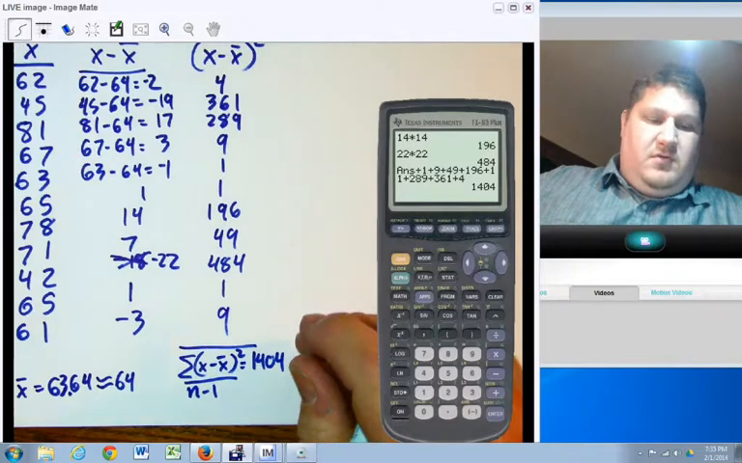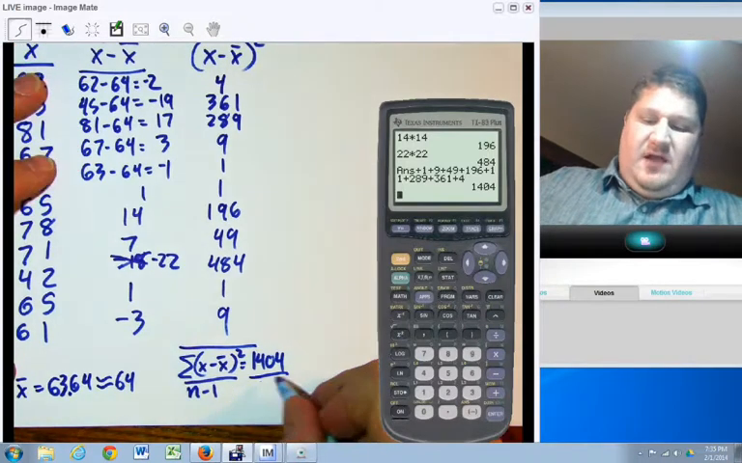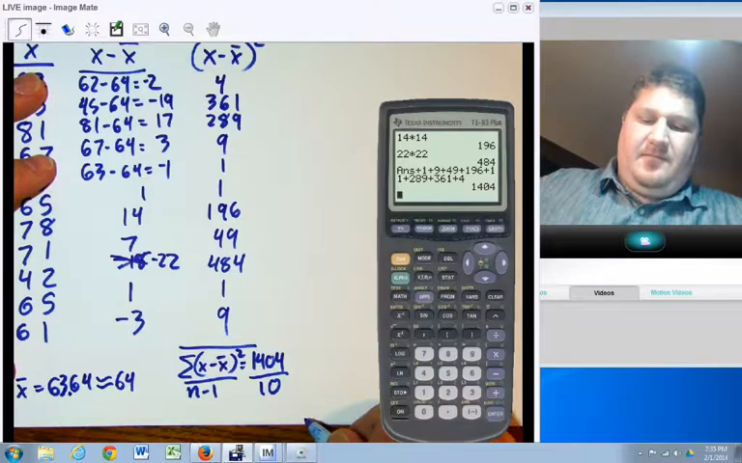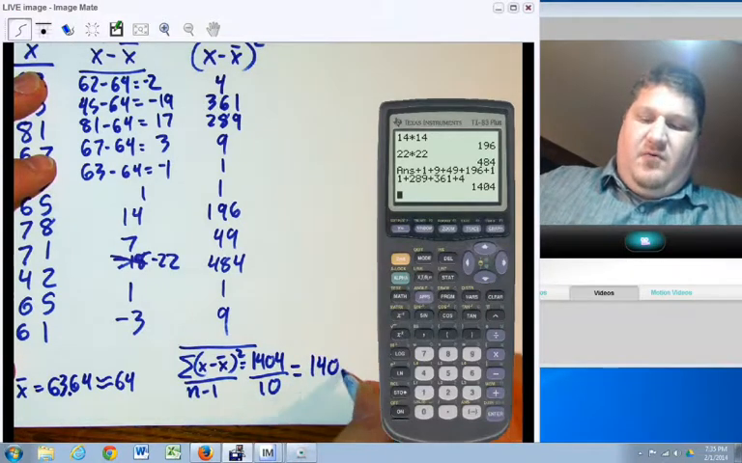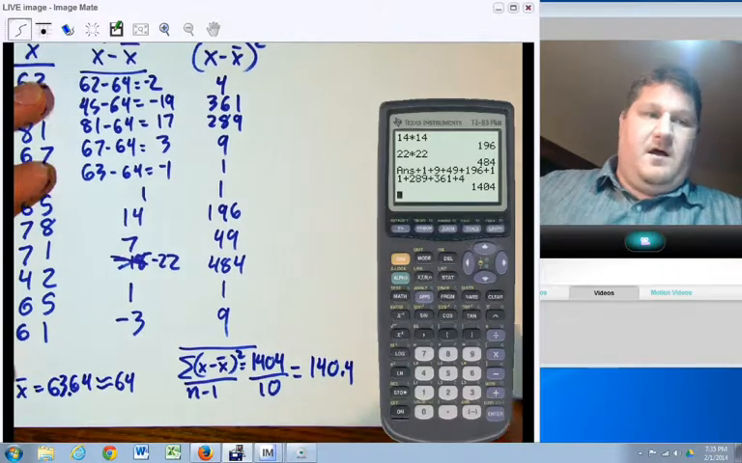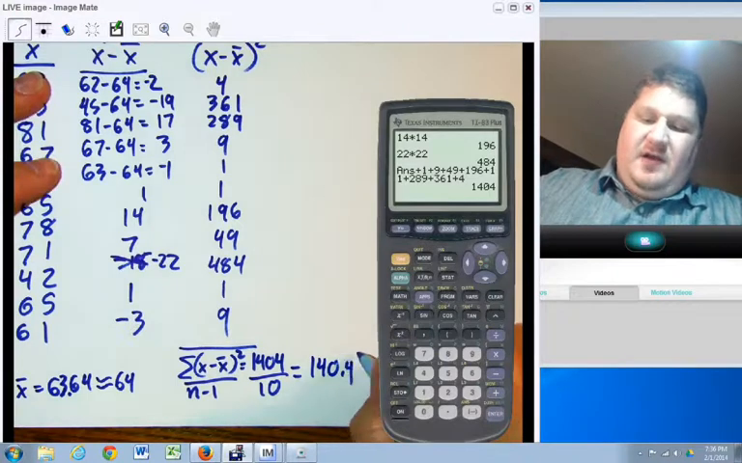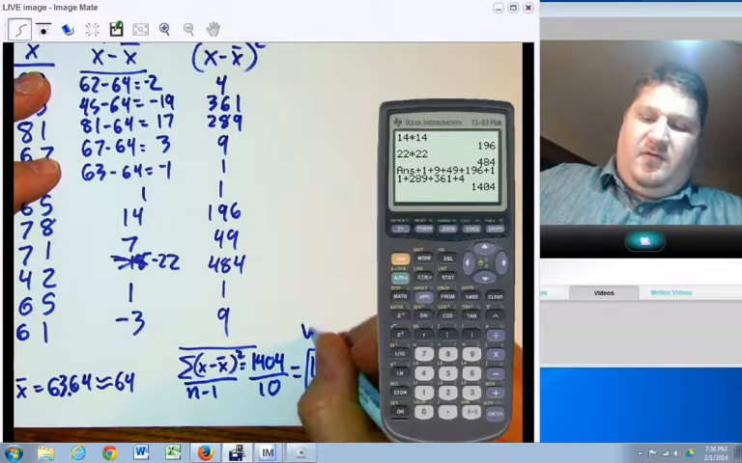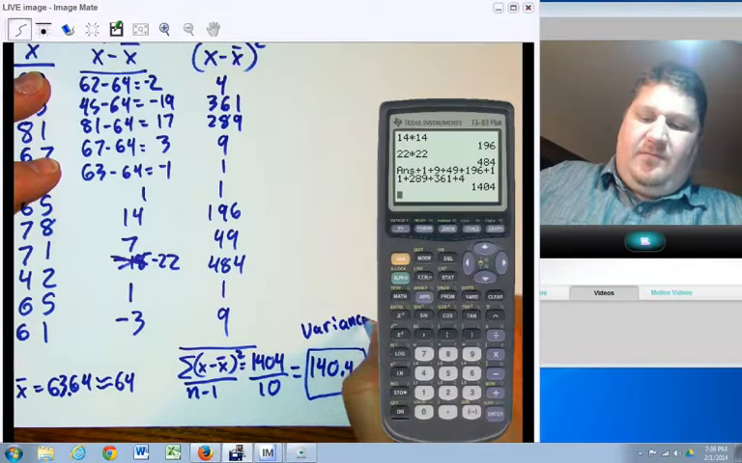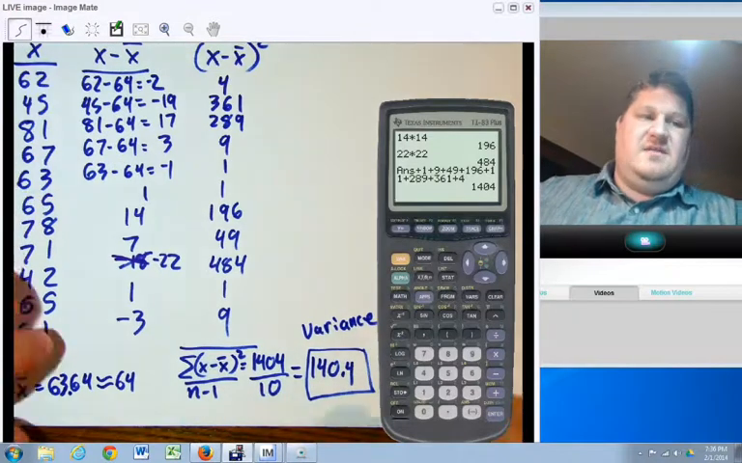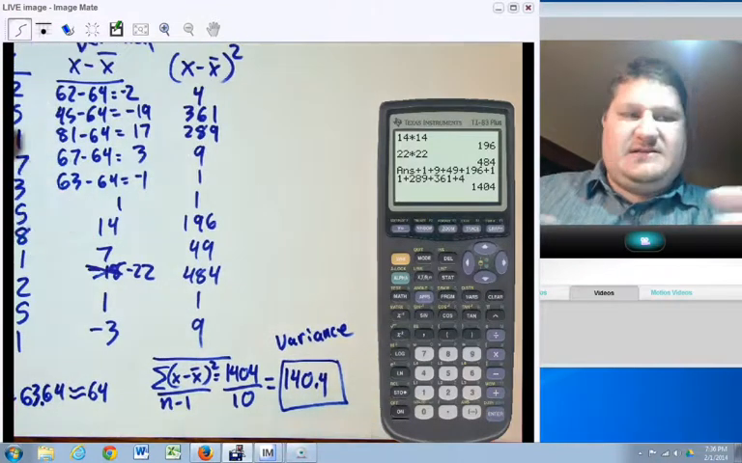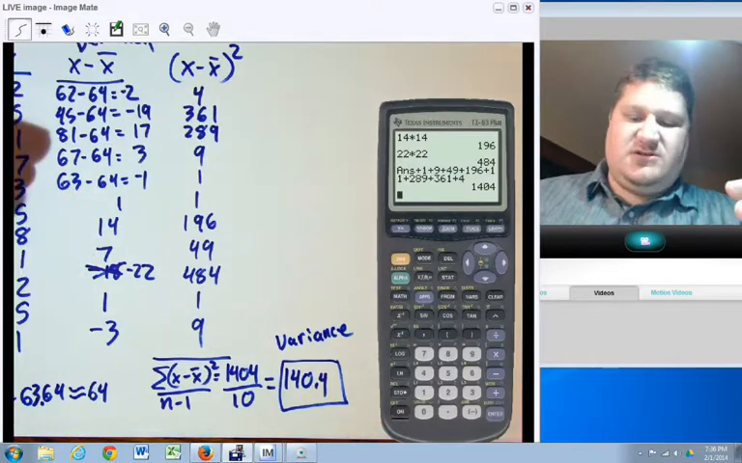So, if we take 11 minus 1, I come up with 10. With that, obviously that's going to be 140.4. Now, this number here is a very important number. This is called the variance. Again, it's how much it varies. It's the sum total of how much things are varied.